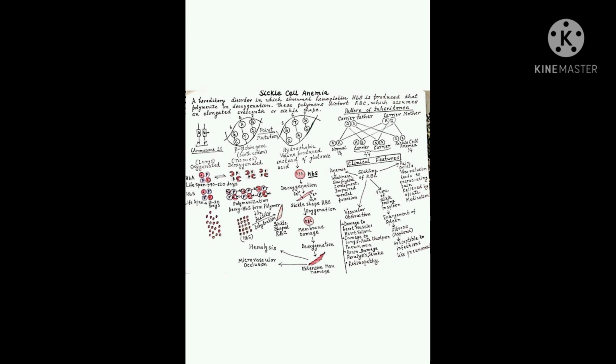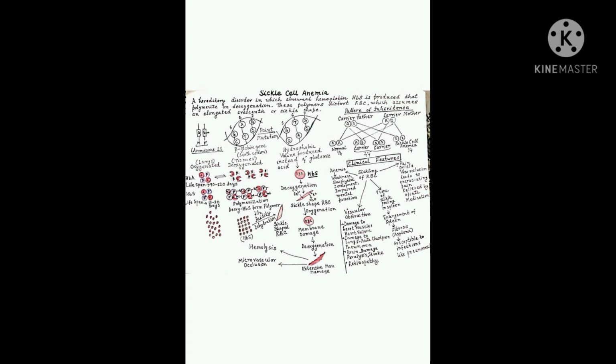So this is the mutation in the beta globin gene at the 6th codon, which results in the synthesis of valine instead of glutamic acid, and abnormal hemoglobin is produced. This abnormal hemoglobin results in sickle-shaped RBCs, and these sickle-shaped RBCs undergo extensive membrane damage, because of which they break easily. Their lifespan is reduced to 10 to 20 days and they also cause microvascular occlusion. So this is about the pathogenesis of sickle cell anemia.